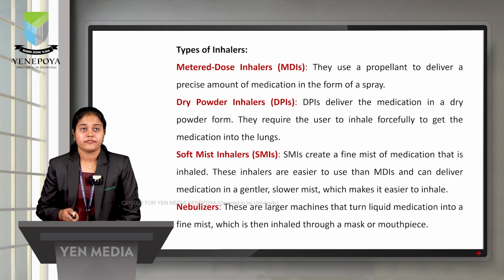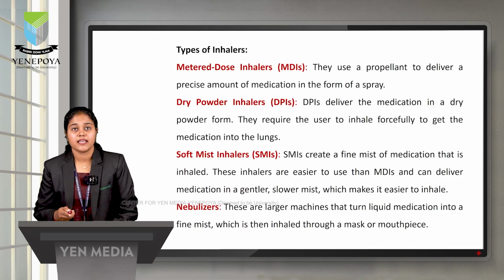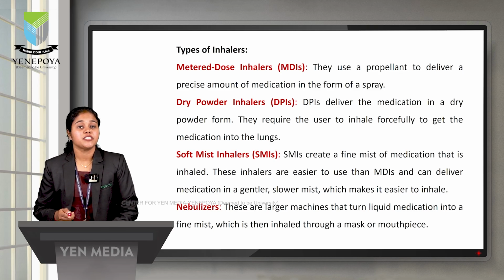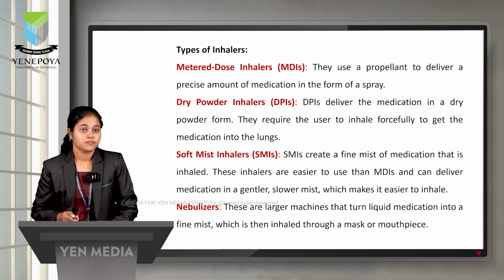What are the types of inhalers? That is metered dose inhalers, we can call them MDIs. They use a propellant to deliver a precise amount of medication in the form of spray. Dry powder inhalers, DPIs, deliver the medication in a dry powder form. They require the user to inhale forcefully to get the medication into the lungs.